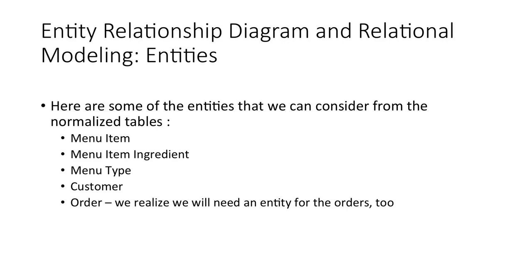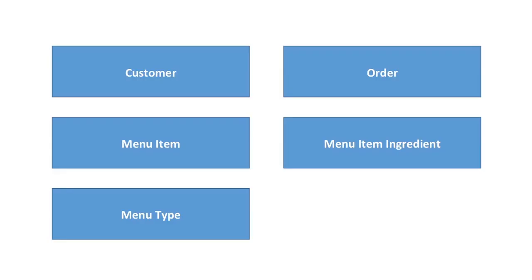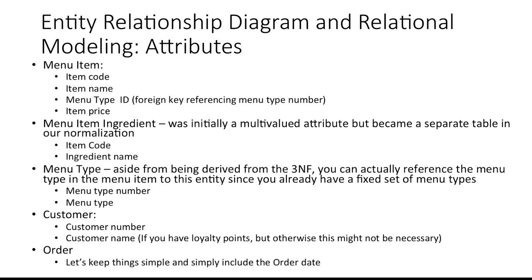And we will add an additional entity, which is order, because we realize that we will need an entity for the orders too. Entities are represented by rectangles. And so this is how our entities would look in the entity relationship diagram. Let's enumerate some of the attributes. For the menu item, we can have the item code, item name, the menu type ID, which is a foreign key referencing the menu type number, and the item price.